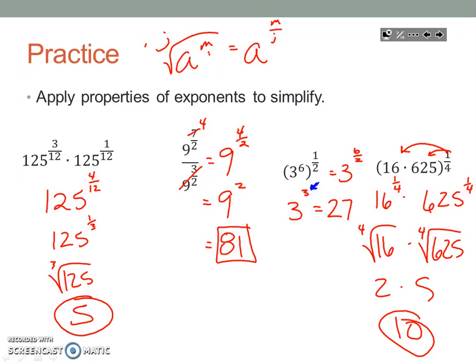Okay, but the point of this slide here is just showing you guys that all those rules of exponents that we have now apply also to our radicals if we can remember how to write them in their standard form.